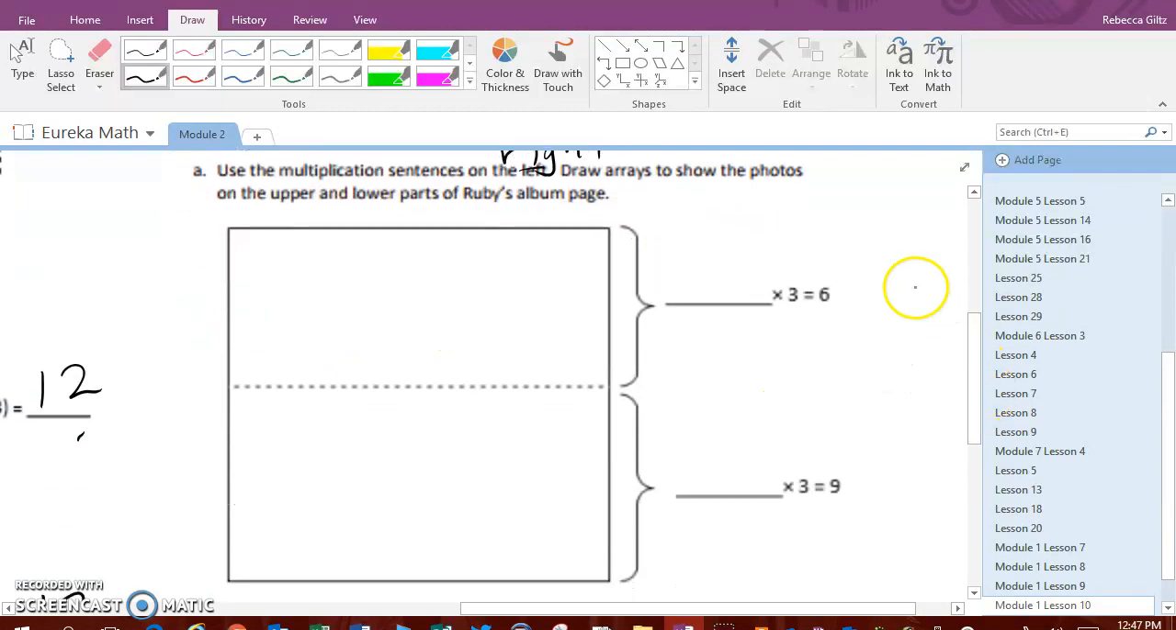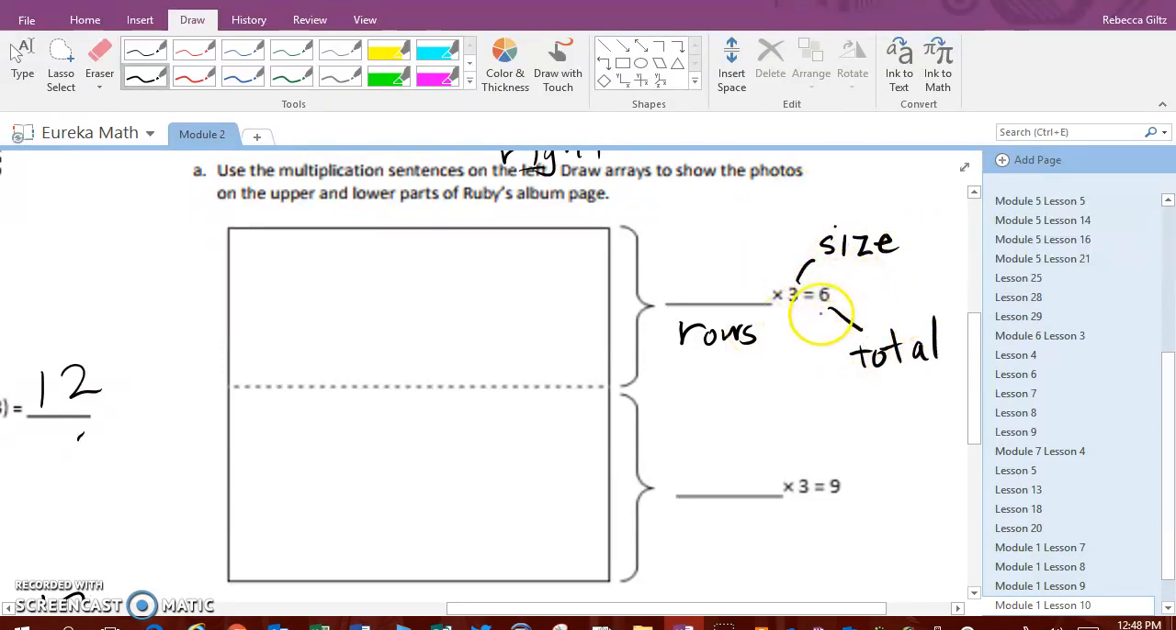So this square here, this is the upper part of the page and the lower part of the page. And we have to use these multiplication problems. So if we think about what we know about multiplication, this tells us how many rows. This is how many are in each group, or the size of the group. And this tells us the total.